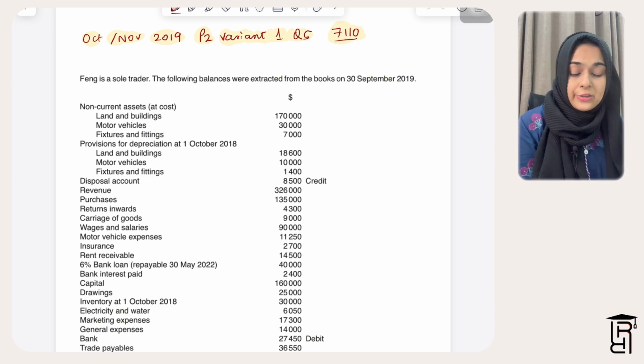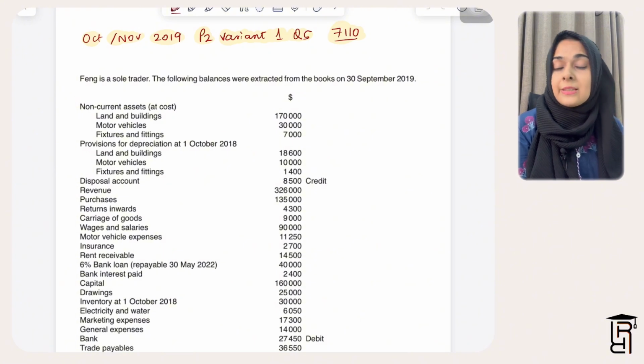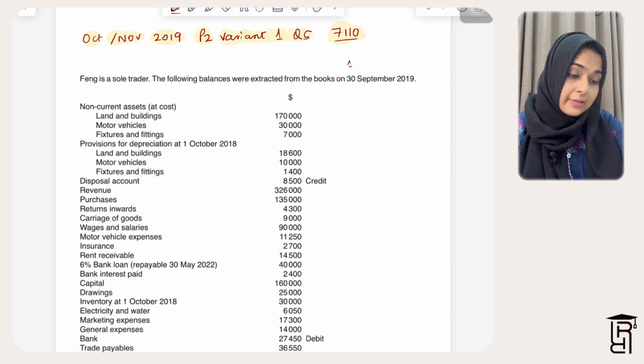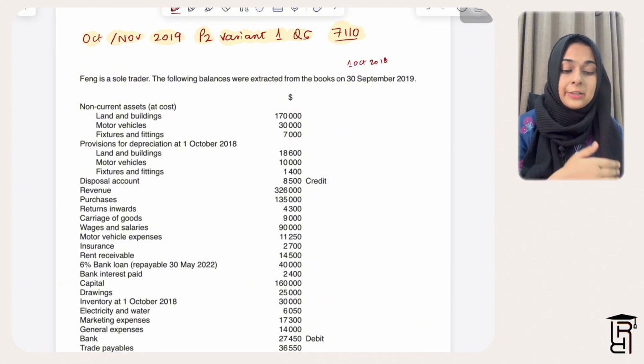Okay, I'll read this question here. Feng is a sole trader. The following balances were extracted from the books on 30th September 2019. Their year end is 30th September 2019. That means their year starting is 1st October 2018. That's their year start.